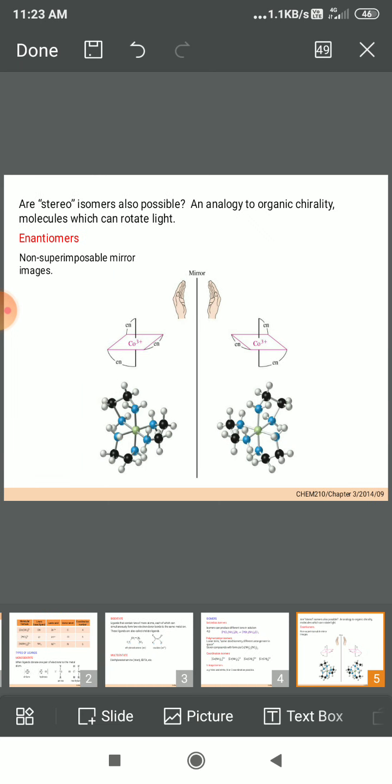Then enantiomers. What do you mean by enantiomer? Non-superimposable mirror images are called enantiomers. The example is given as follows.